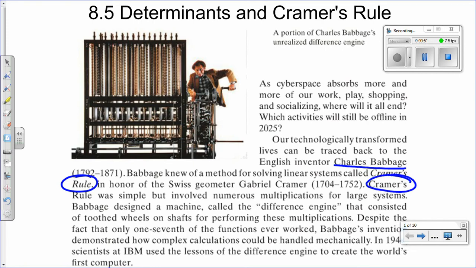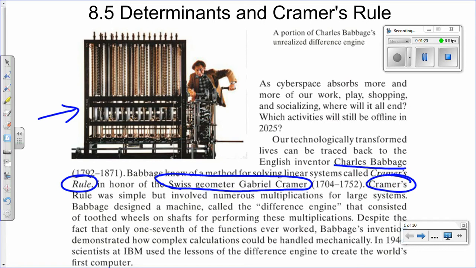In honor of the Swiss geometer Gabriel Cramer, who was alive from 1704 to 1752. Cramer's rule was simple but involved numerous multiplications for large systems. Babbage, the inventor, designed a machine called the difference engine that consisted of toothed wheels and shafts for performing this multiplication. So here's a picture of that machine.